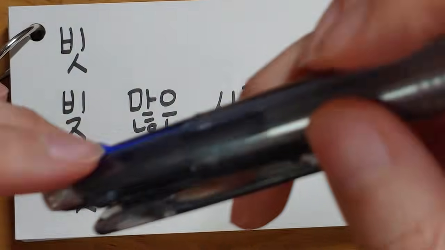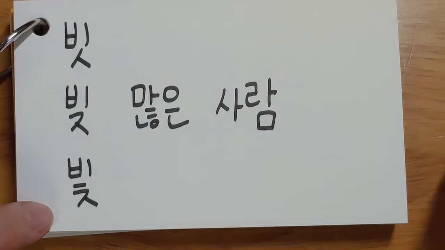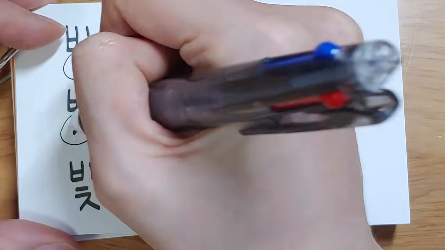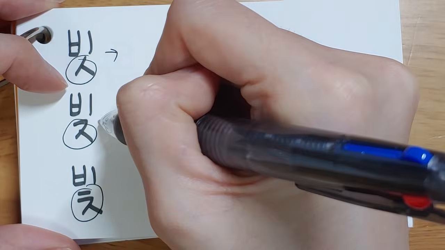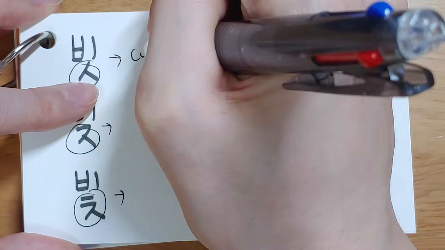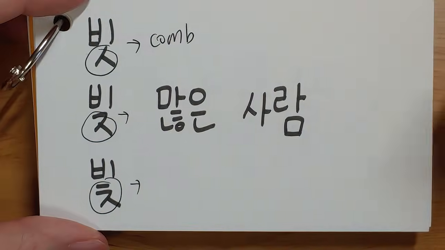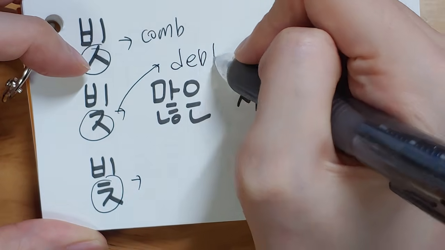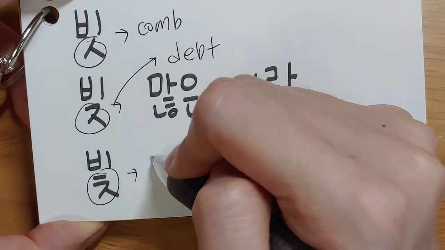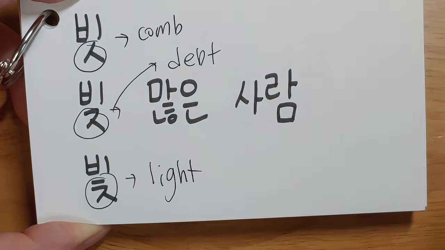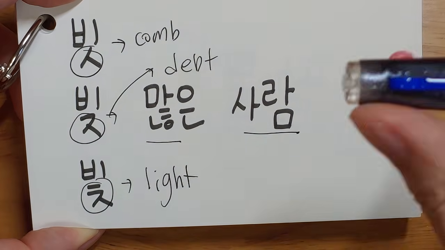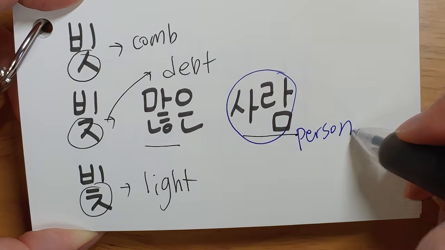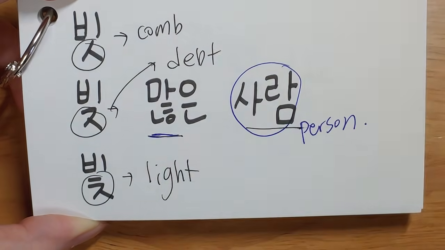So if you look at this example, 빗, 빚, 빛. They all sound the same, but they're just spelled differently with different 받침. And they have different meanings too. So 빗 means comb, a comb that you brush your hair with. And 빚 here means debt. And 빛, as we learned, means light. And 많은 사람 means, so 사람 means person, right? We learned this a couple of times here in this lesson. And 많다 means to be many.